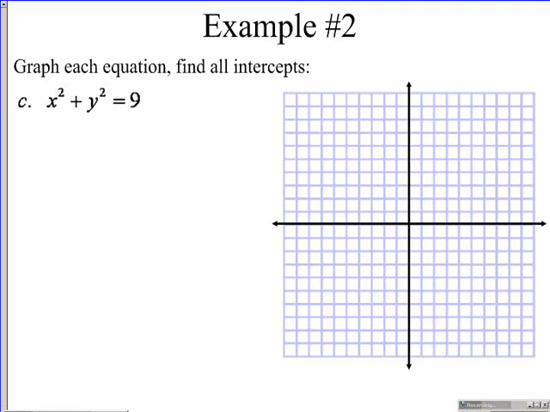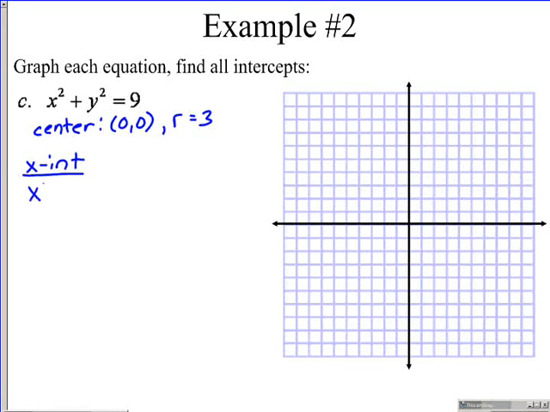Third one, should recognize this as being a circle. So we could graph it by center and radius, but in this case we still need to find the intercepts. We could look at this and know that the center is at 0, 0, and that the radius is 3 units from what we know about the standard form of the equation of a circle. But in this case we have to find the intercepts, so let's go ahead and do that before we graph.